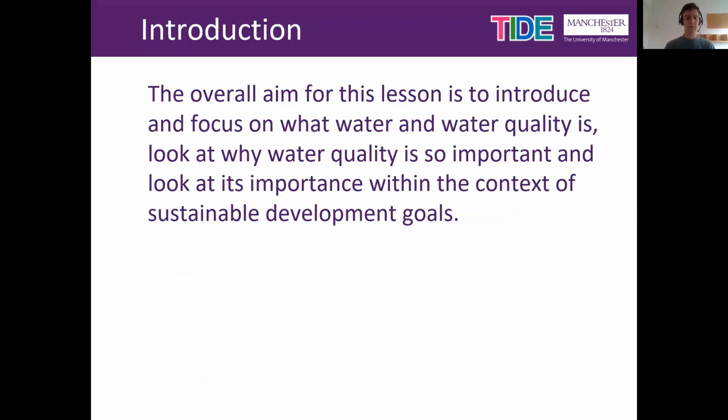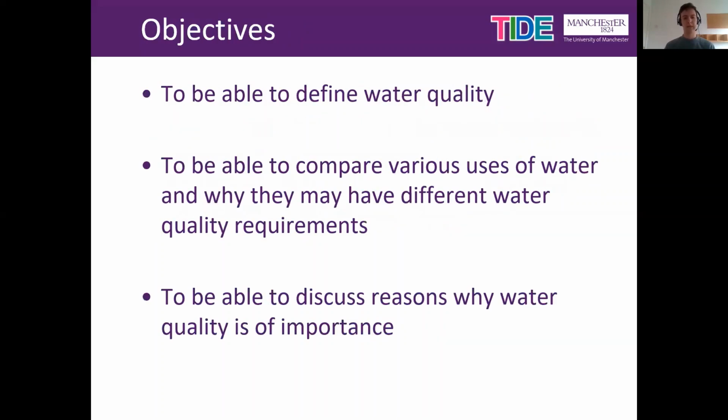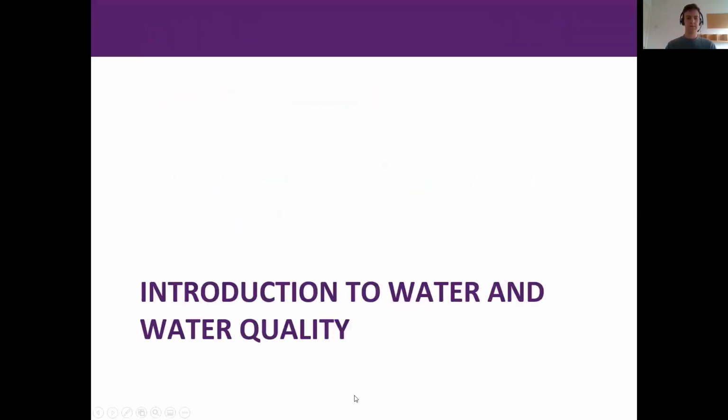The overall aim for this lesson is to introduce and focus on what water and water quality is, look at why water quality is so important, and look at its importance within the context of sustainable development goals. By the end of this lesson, the objective is that you are able to define what water quality is, able to compare various uses of water and why they may have different water quality requirements. And finally, you are able to discuss reasons why water quality is of importance.